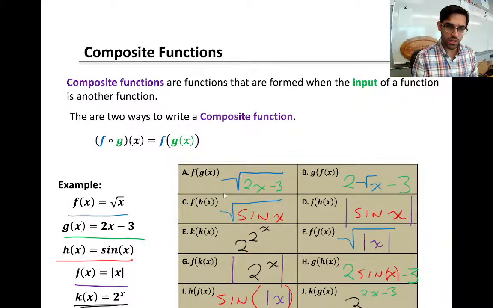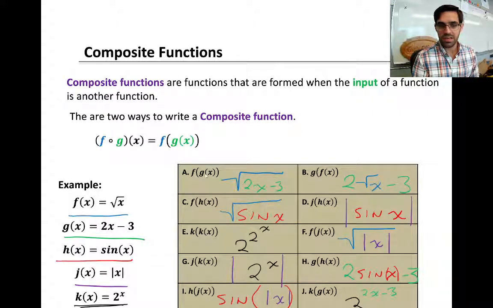Example C, instead of putting g inside of f, we're putting h inside of f. So this is going to be the square root, and then our input, x, is going to be replaced with the h function, sine of x. So f of h of x would be the square root of sine of x. Sine of x goes on the inside, square root goes outside.